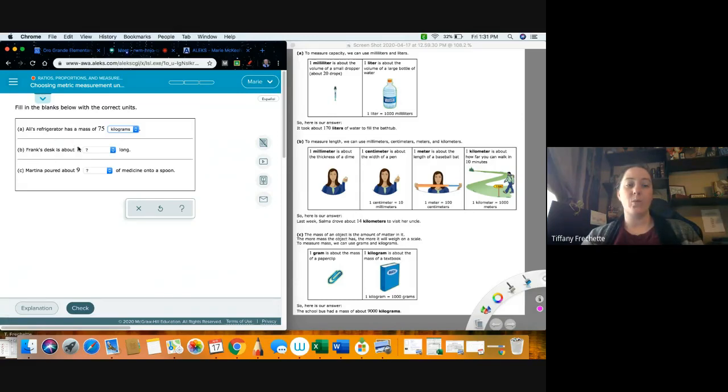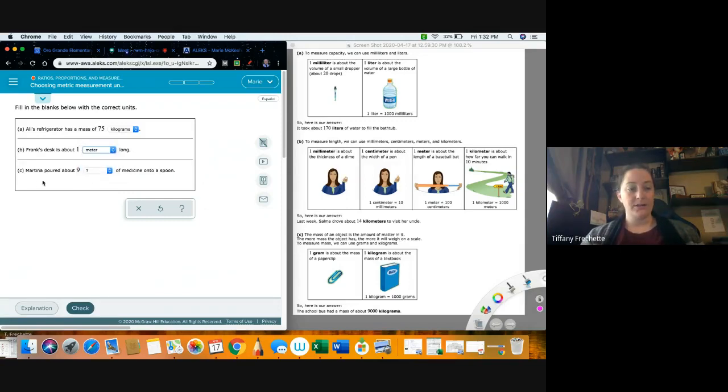Frank's desk is about 1 blank long. So we have these 4 choices. If we think of a desk, we wouldn't want millimeter because that's only a dime, so it's not very wide. A centimeter is only the width of about a pen here. And then a meter, that's about 3 feet. That's a bat. 3 feet long for a desk. Or a kilometer, which is how far you might walk in 10 minutes. I'm hoping your desk doesn't take you 10 minutes to go from one end to the other if you're walking. So I'm going to go with meter on this one.